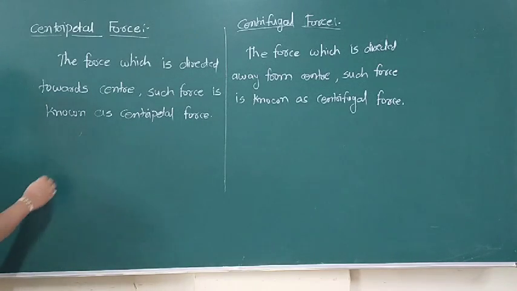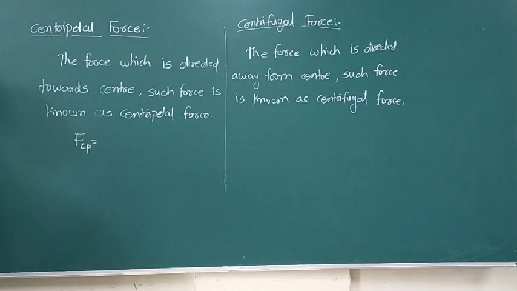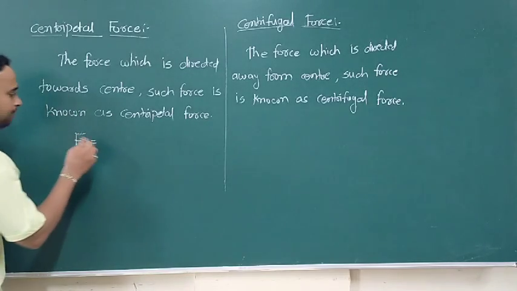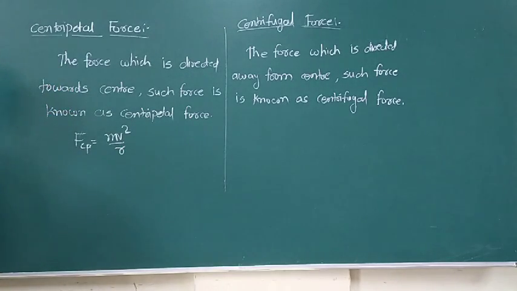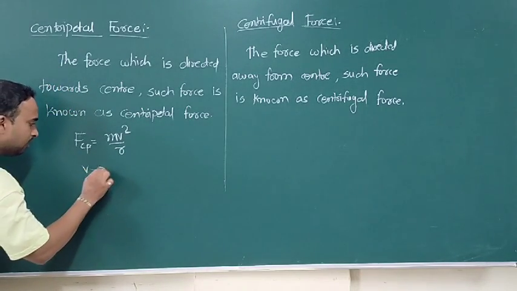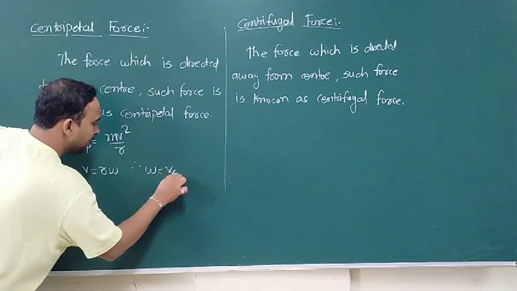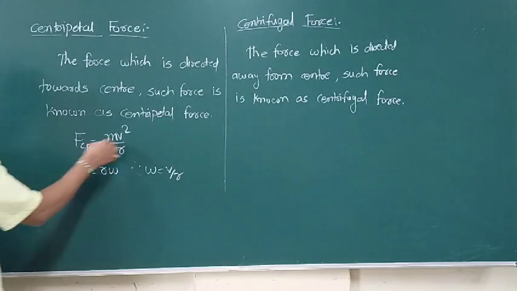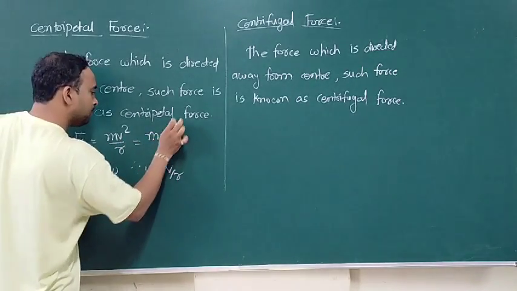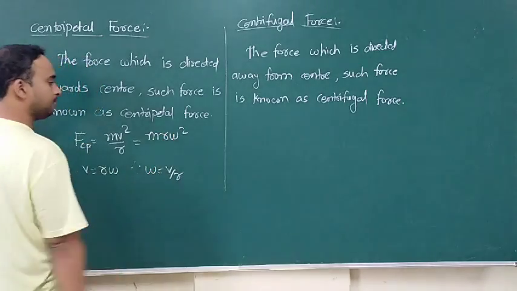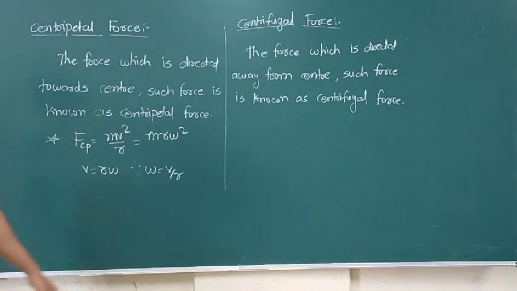Now see here, let FCP be the centripetal force. The formula for centripetal force is mv square upon r. Now we know the relation v is equal to r omega, therefore omega is equal to v upon r. We can substitute this relation, and we get m r omega square. This is the formula for centripetal force.